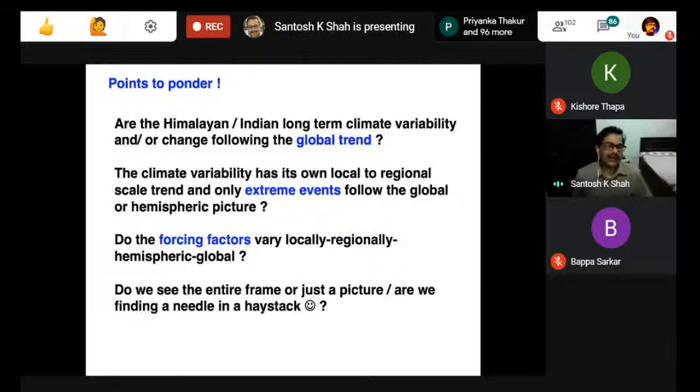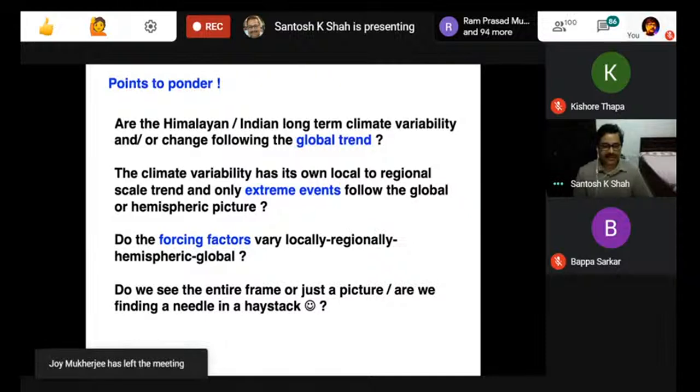So the points to ponder are: are the Himalayan or Indian long-term climate variability and change following the global trend? Are the Indian or Himalayan trends following the same global trend or not? That we have to think about, or we have to study. And climate variability has its own local or regional scale trend. It doesn't seem that Eastern Himalayan climate is the same as compared to Western Himalaya.